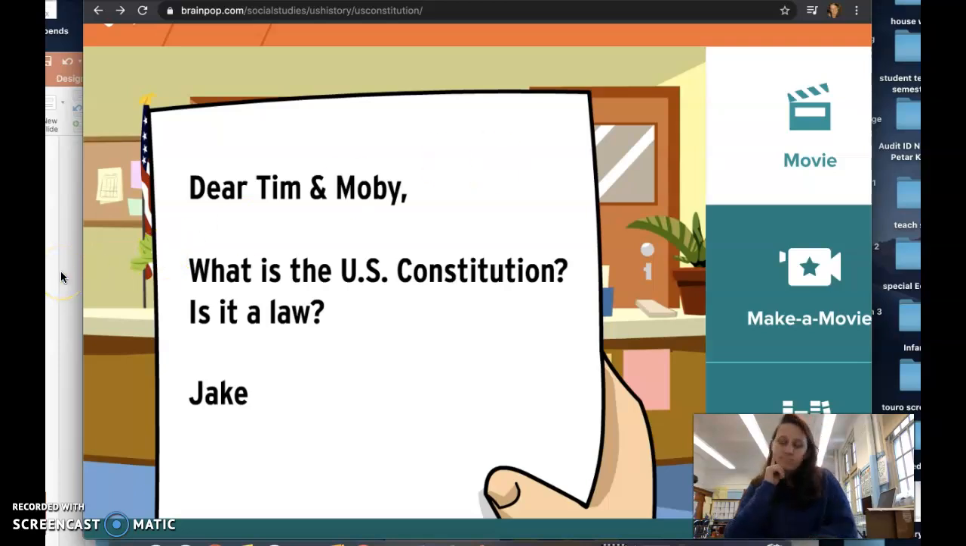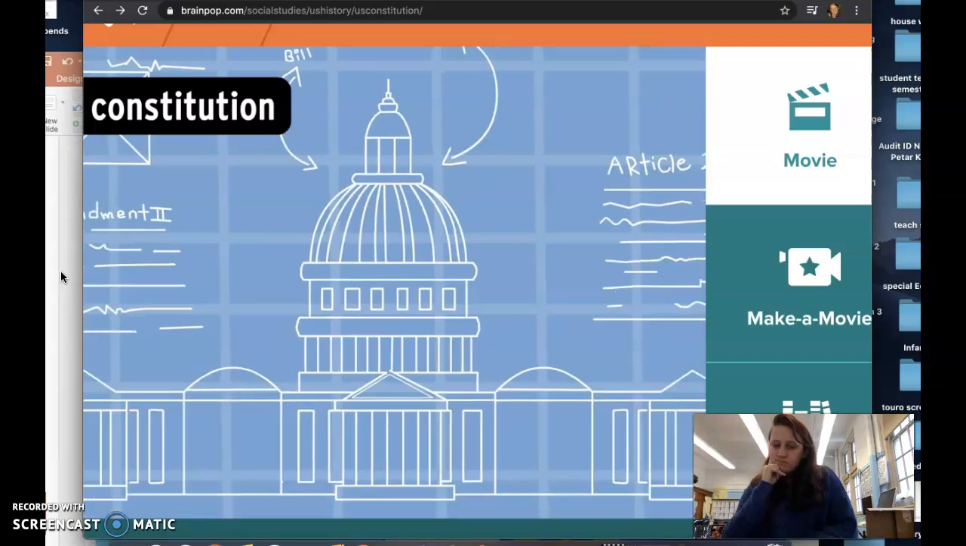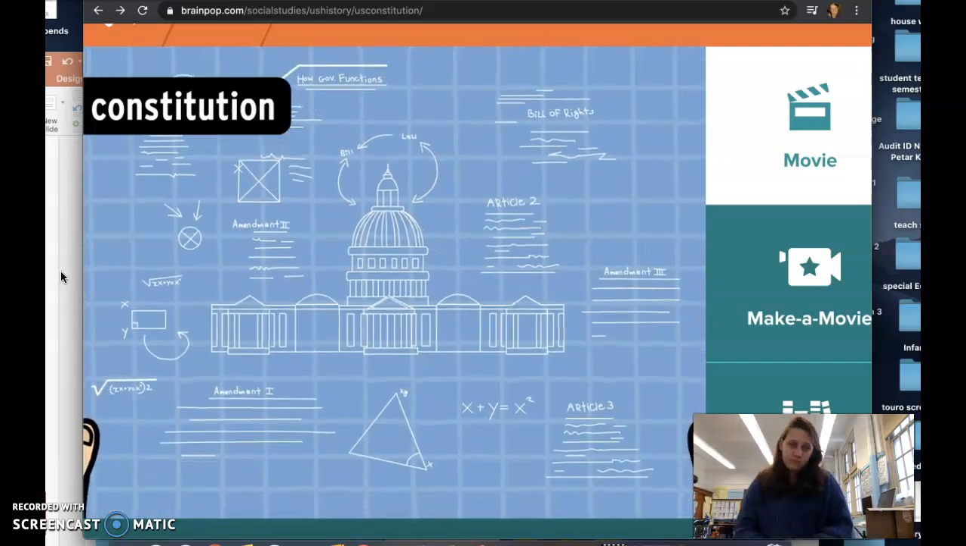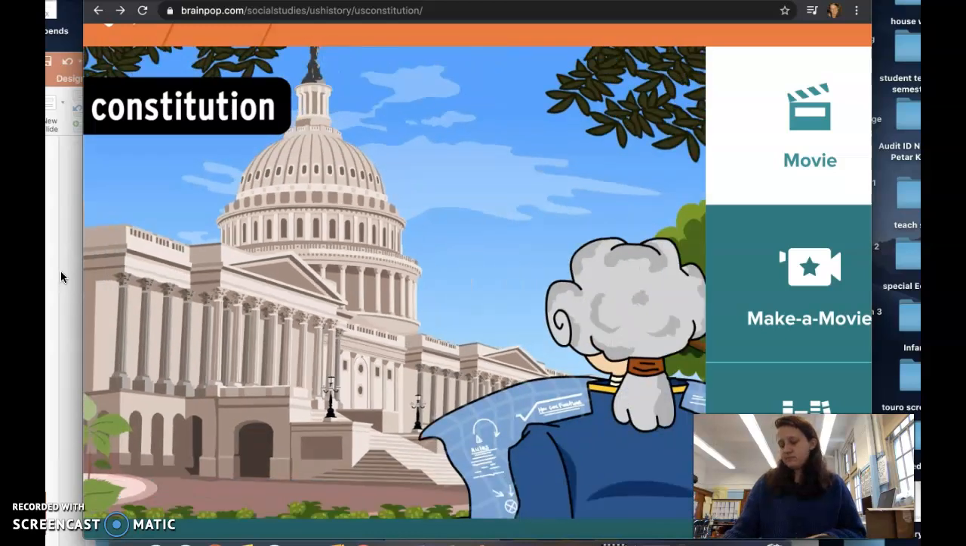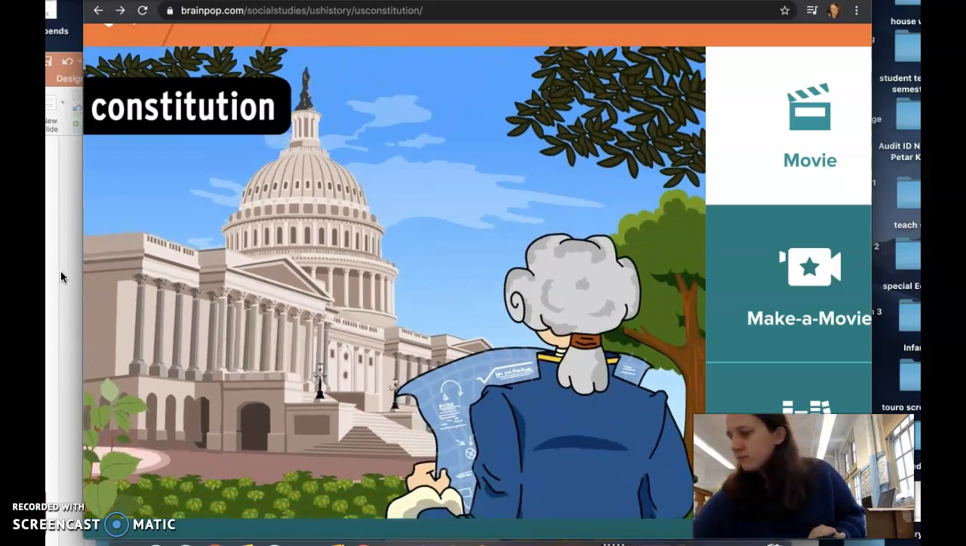From Jake. A constitution is a basic set of rules for government. It lays out how the government of a particular country works. So the U.S. Constitution does that for the United States.